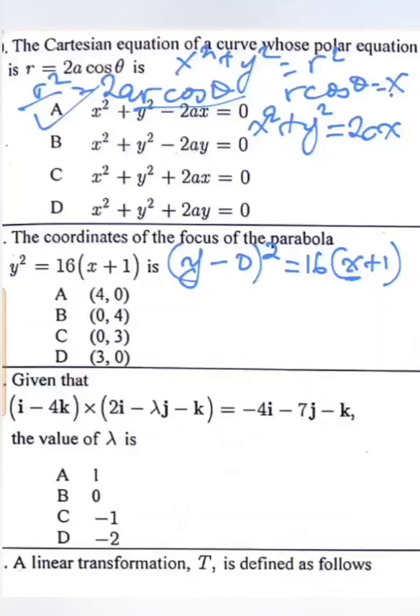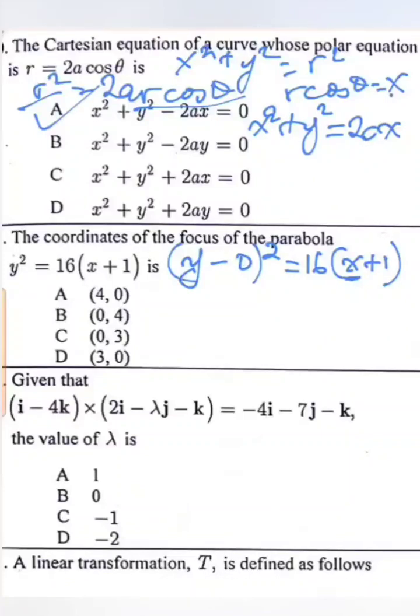You can easily remember: when the degree of x is 1, the axis is horizontal, just like the x-axis. When the degree of y is 1 in the parabola, then the axis of the parabola would be vertical, just like the y-axis being vertical. When the degree of y is 1, the axis of the parabola would be vertical.